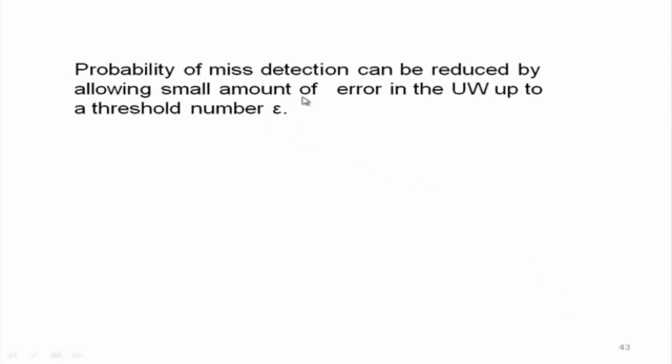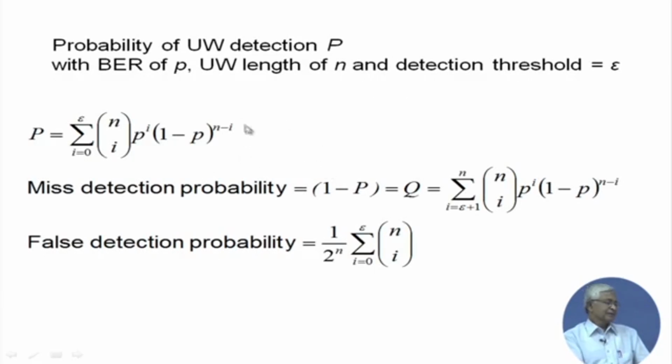Now, the probability of misdetection can be reduced if you can tolerate one error, or two errors, or epsilon number of errors, depending on how much tolerance your system has. That is, you can put a threshold of error tolerance, and this expression is known to you. The misdetection probability is 1 minus P, where P is the probability of detection, with tolerance, summed over I equal to epsilon plus 1 to n, where n is the header size.